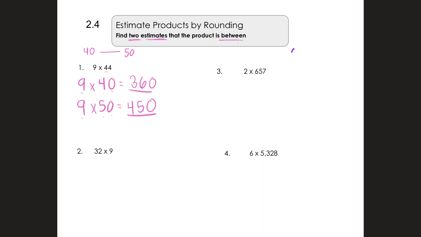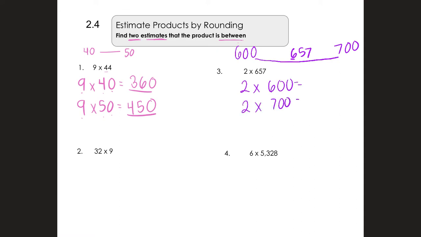Next, I have 657. Since my number's in the hundreds, I'm going to pick numbers that are multiples of 100. So like 100, 200, 300. But I want it to be close. So right here, it gives me the first 100, 600. It's in between 600, and then if I go 100 up, 700. So then I write my problems. I have 2 times 600 and 2 times 700.